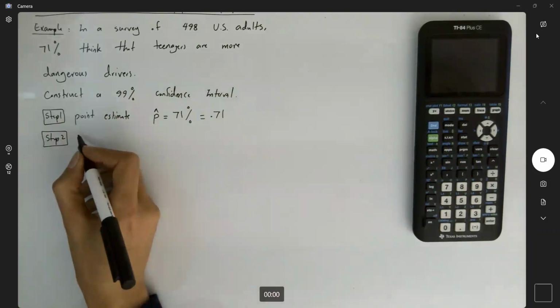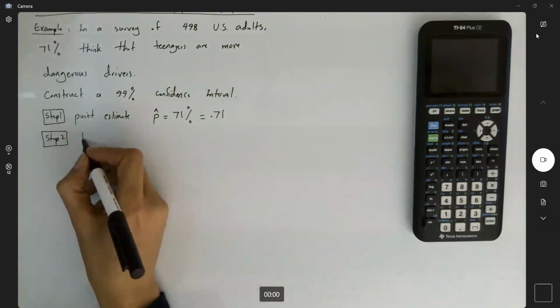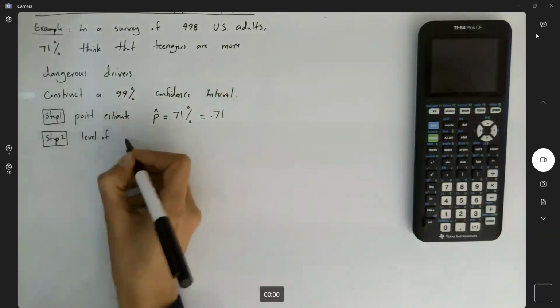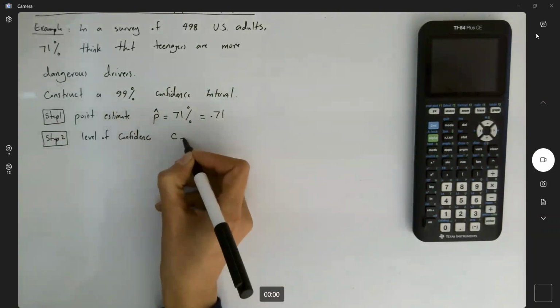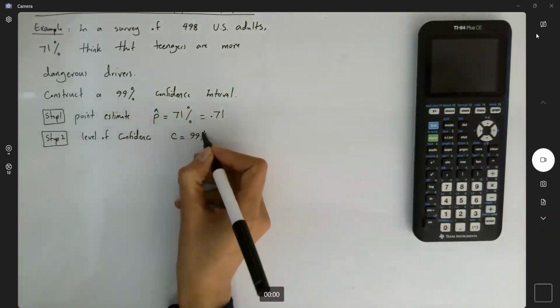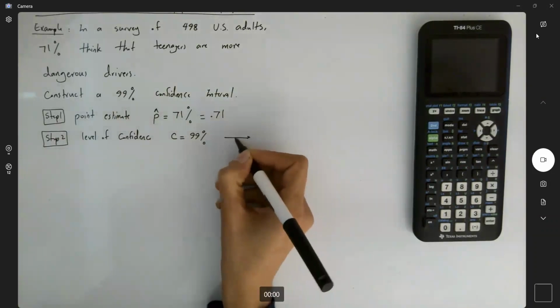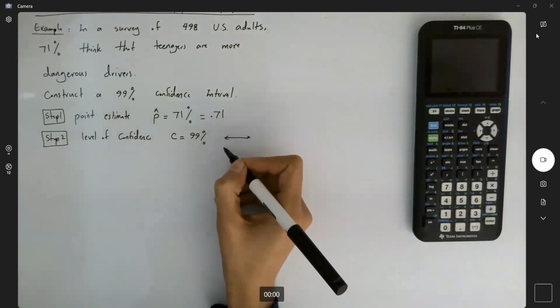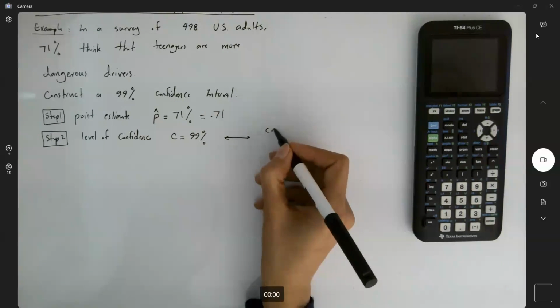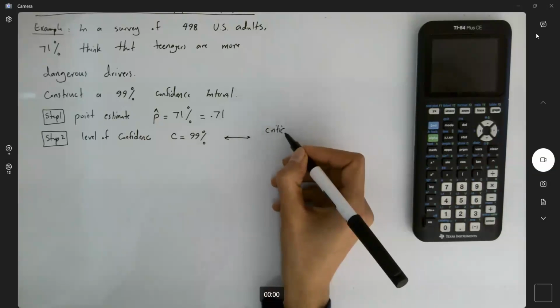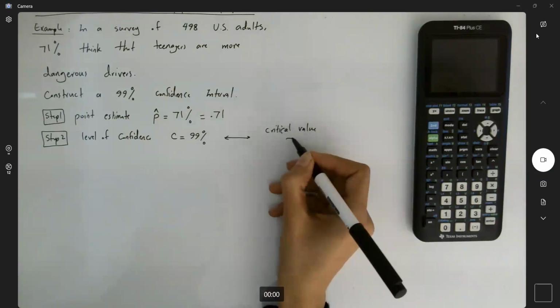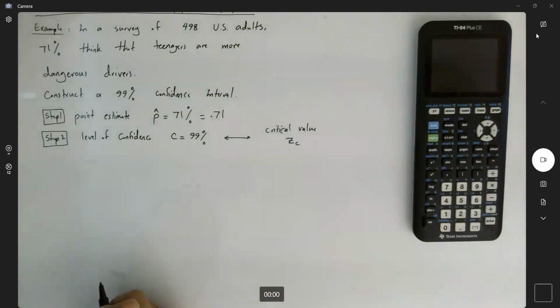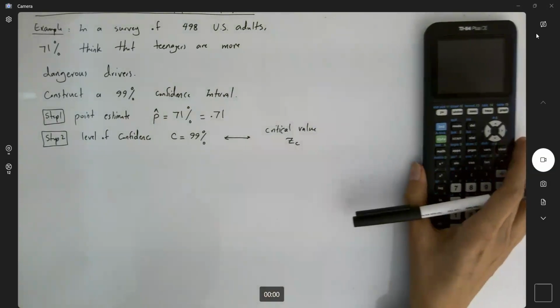In step 2, we need to find the critical value. So we're going to use the level of confidence, which is denoted by C, 99%, to find the critical value, Z sub C.